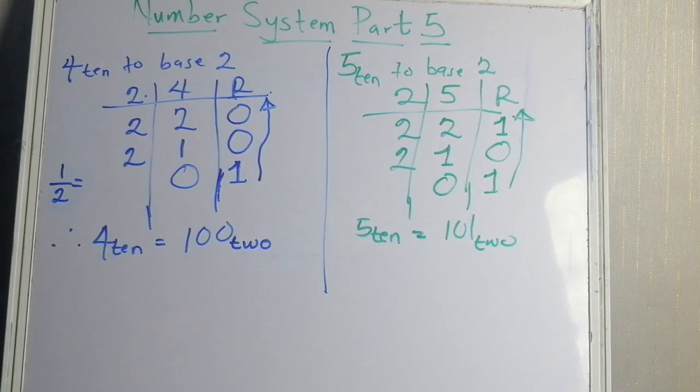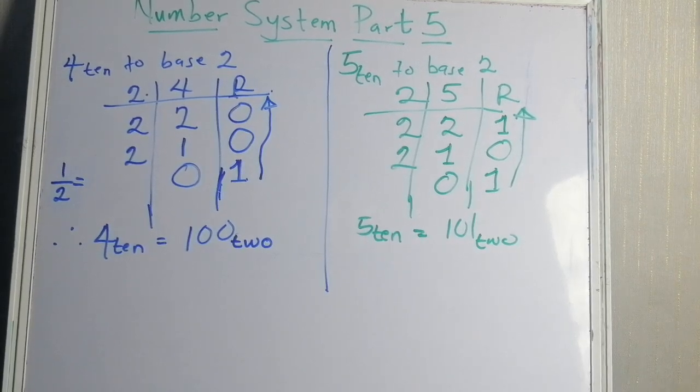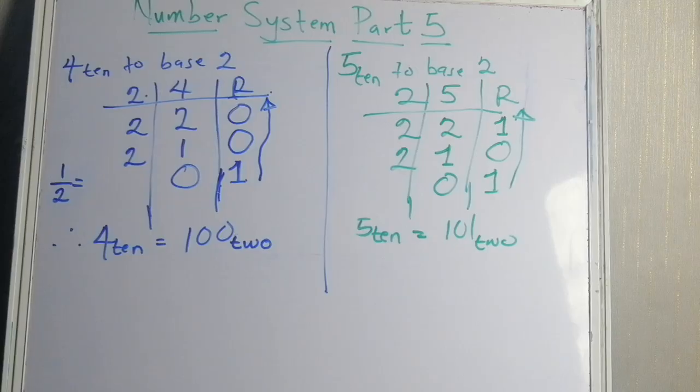5 base 10 is equal to what? 101 in base 2. If you look at this very well, we can still continue this. We can do it for base 6. So if they ask you to convert to base 2, this is exactly the method we will use. Convert to base 2.